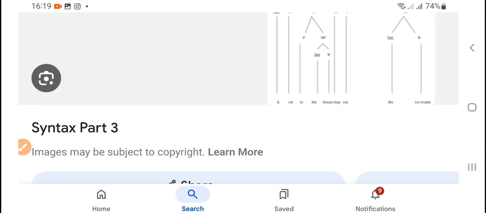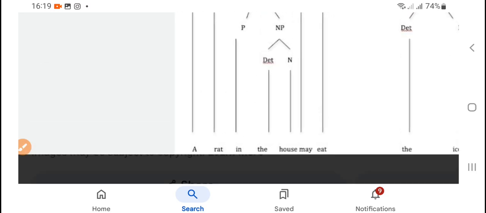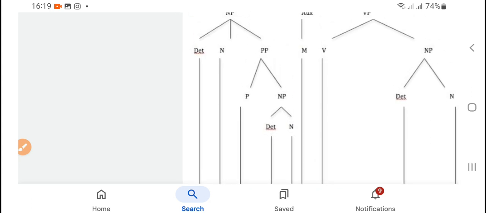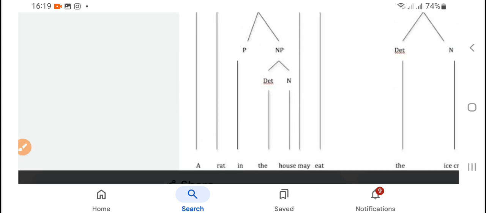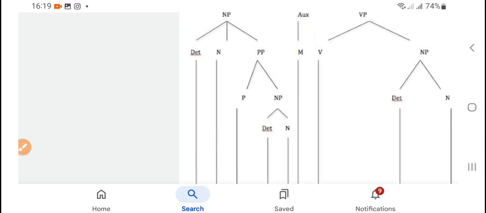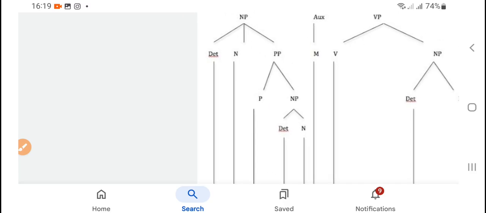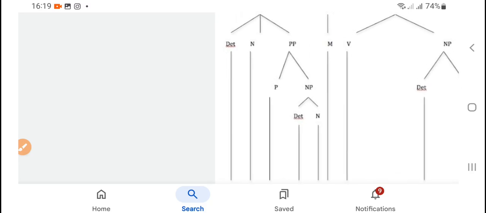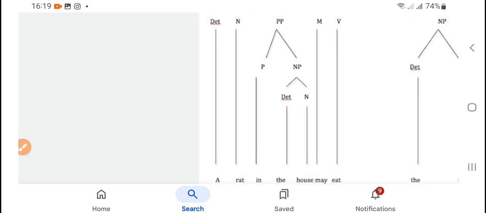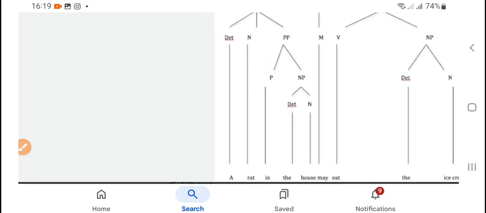What is this? This sentence is a rat in the house. Okay, a rat. In the house is a prepositional phrase, that is a noun phrase. Now, may is a modal auxiliary. May, right? And then the noun phrase, that is eat. Okay. What is the ice cream? Okay.